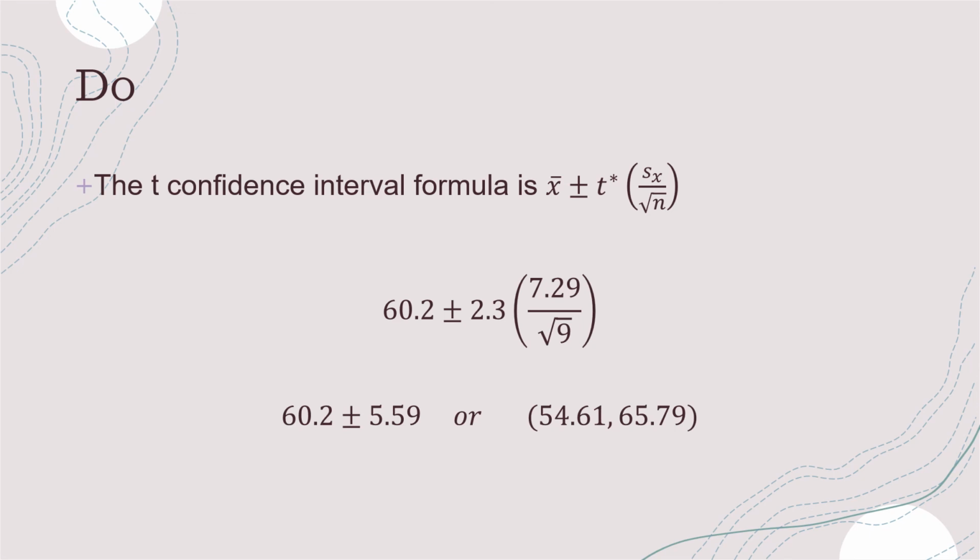You could write that all the way out. And then 7.29, which was the sample standard deviation, all over square root of 9, which gets you either 60.2 plus or minus 5.59, or 54.61 and 65.79. Right. And that would be our confidence interval from everything.